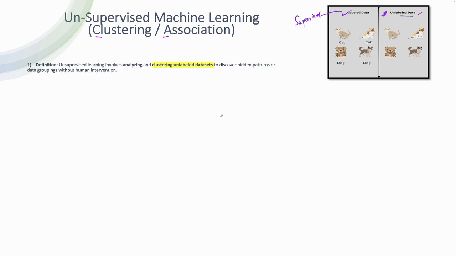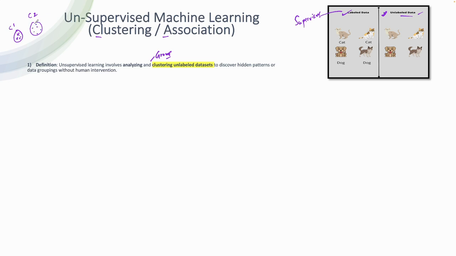The definition says unsupervised learning involves analyzing and clustering unlabeled data sets. Now you might ask, what is clustering? Clustering is nothing but, another way of saying it, grouping, right? You are just grouping the data. And when you group the data, let's say this is cluster 1 and this is cluster 2. Cluster 1 has similar types of data and cluster 2 has another similar type of data, right?